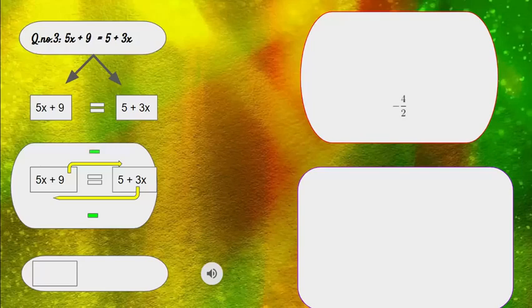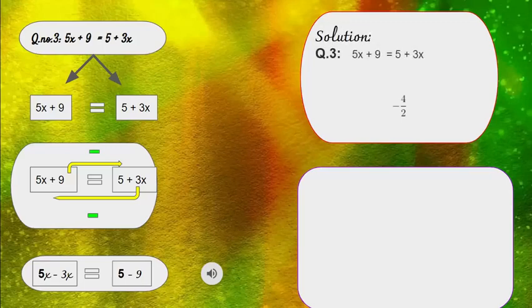So we will get 5x minus 3x is equal to 5 minus 9. So 5 minus 3, 2. So on the left side we will get 2x and on the right side 5 minus 9, that is equal to minus 4.